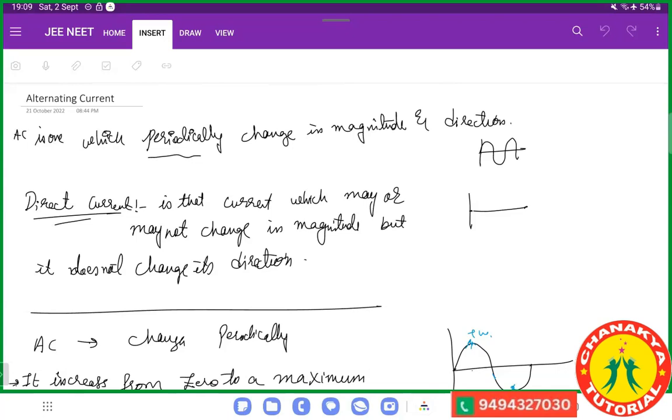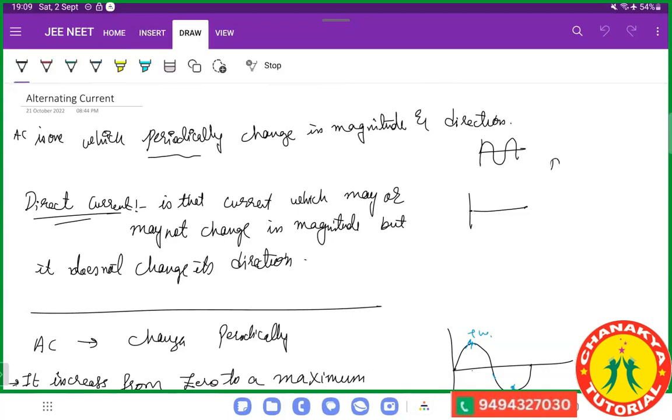Okay, so alternating current, like you know already, right? AC current and DC current, DC and AC. So the difference between AC and DC: one, it periodically changes direction. Alternating current means AC is the one which changes the direction.